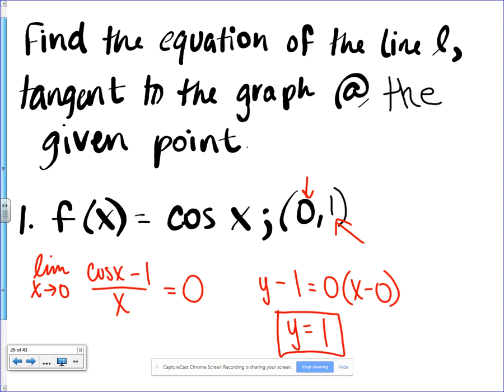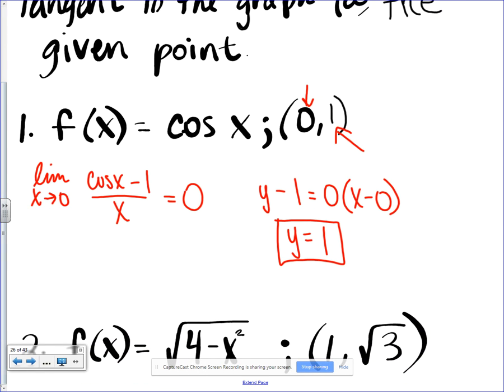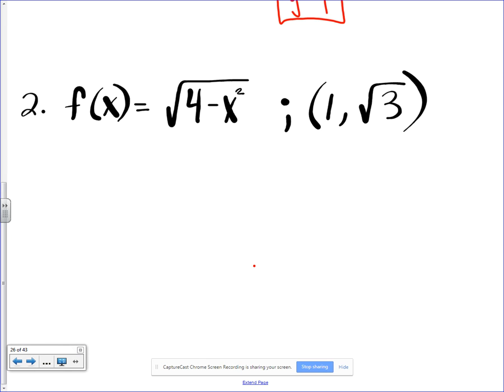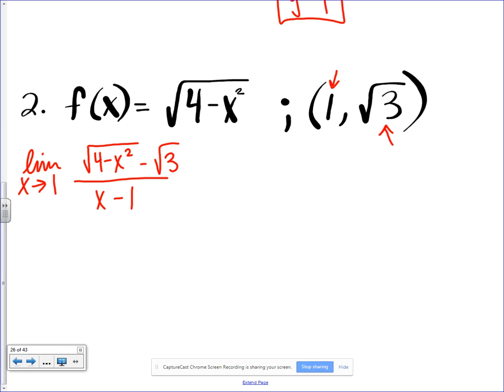All right, let's try another one. This one's going to be a little bit more complicated for us. We went from really easy to a little bit more complicated all in one fell swoop here. So here we go. If I want to find the equation of the tangent line, I'm going to need to set up a limit. So I have the limit as x approaches a of f of x minus f of a, which is right here, all over x minus a.